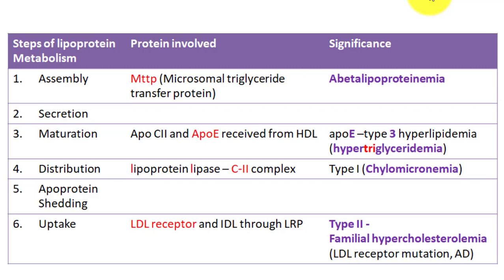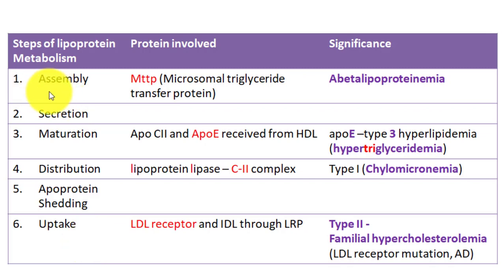Now let's break this process of VLDL metabolism into 6 parts so that we'll understand this very easily. The first step is assembly, second is secretion, third is maturation, fourth is distribution, fifth is apoprotein shedding, and sixth is uptake of lipoprotein.